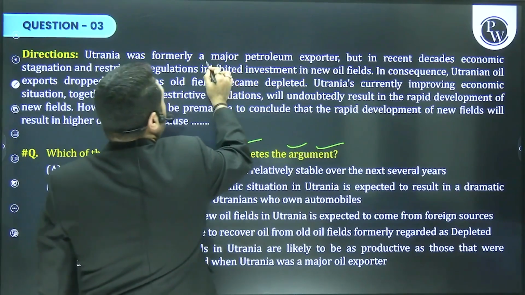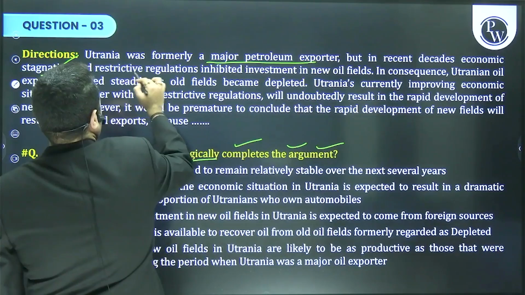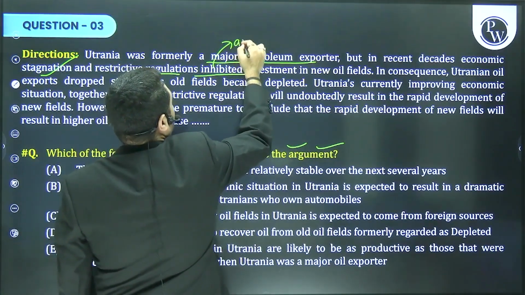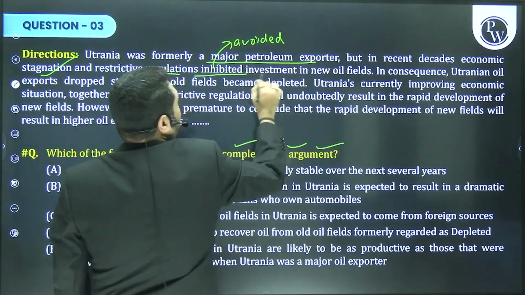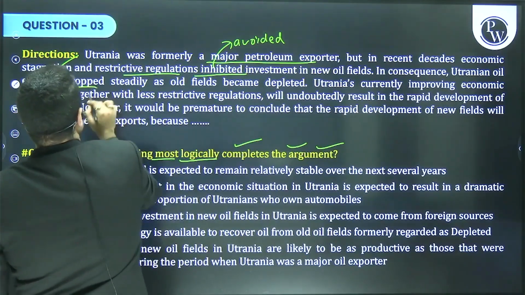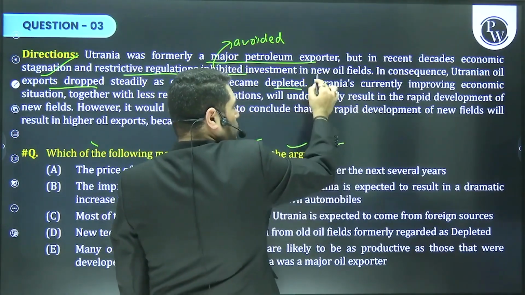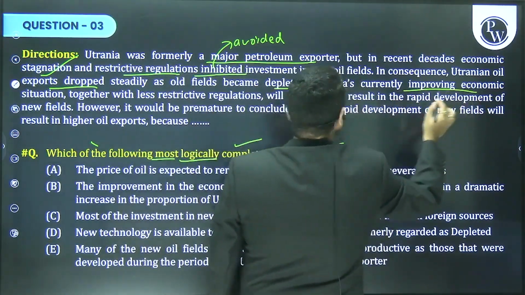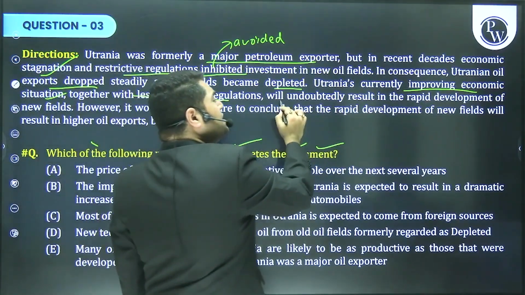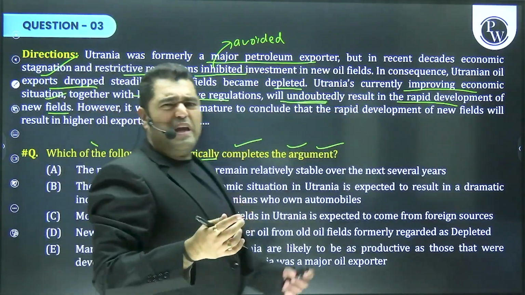Ukraine was formerly an exporter. In recent decades, economic stagnation and restrictive regulations inhibited investment in new oil fields. Inhibited means avoided, reduced, stopped. Ukrainian oil exports dropped steadily as old fields became depleted. But now, currently improving economic situation together with less restrictive regulations will undoubtedly result in the rapid development of new fields.